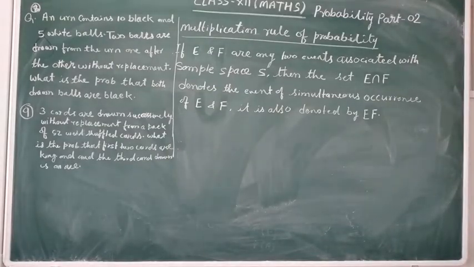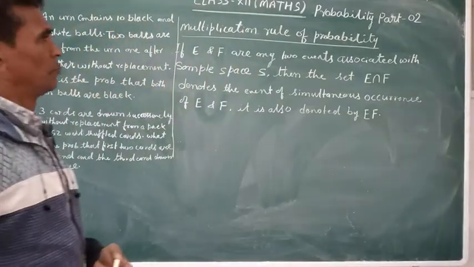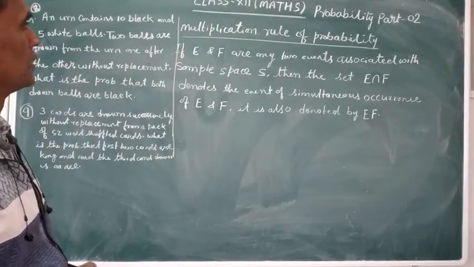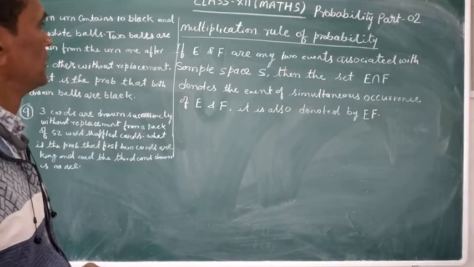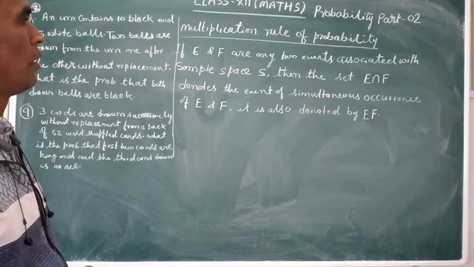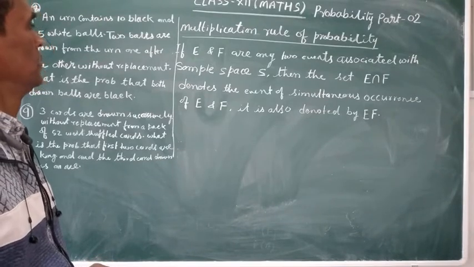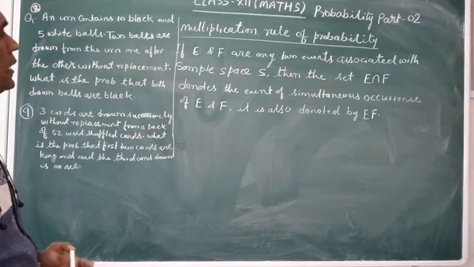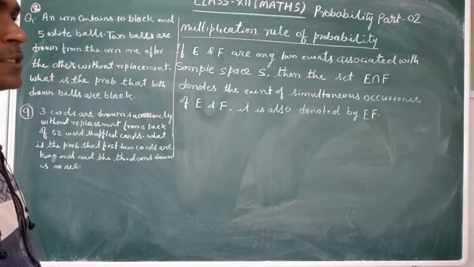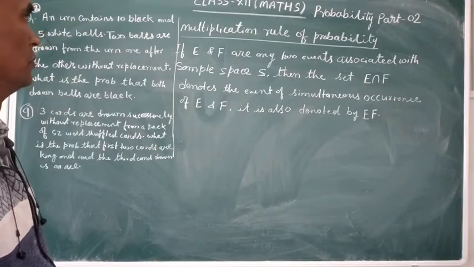Hello students, in the first session we learned probability and conditional probability. In continuation of that, in today's session we will learn a very important rule of multiplication, that is the multiplication rule of probability. After that we will learn independent events. So these are the two things we have to learn for this Exercise 13.2.